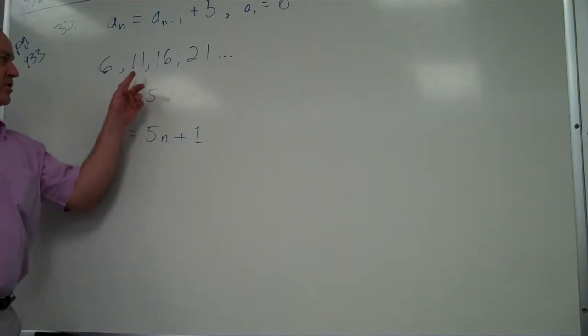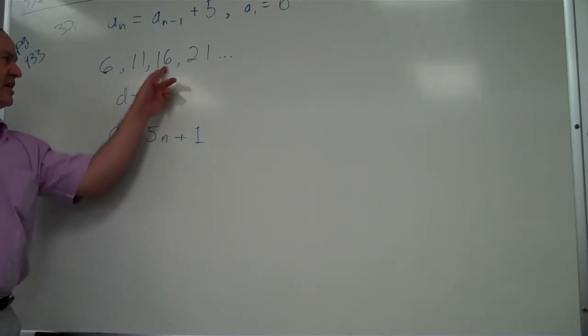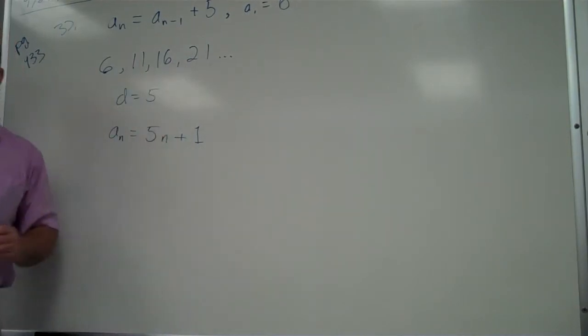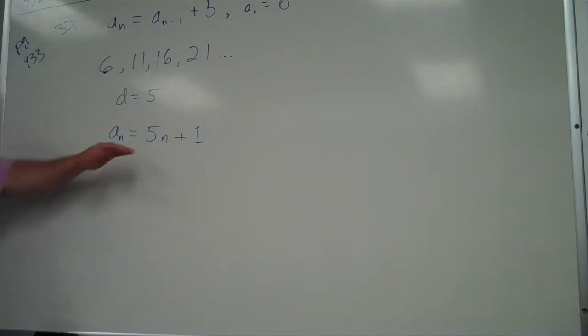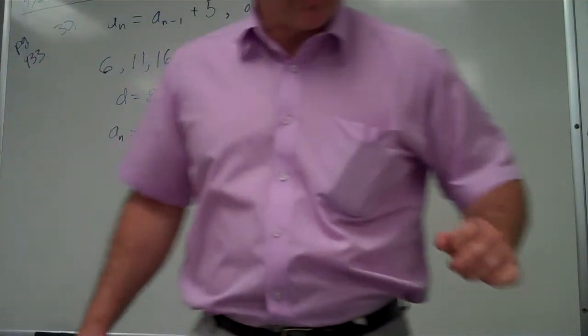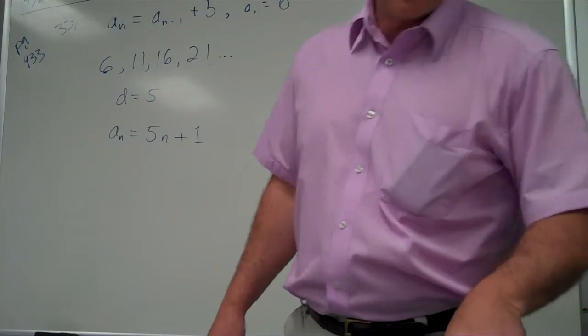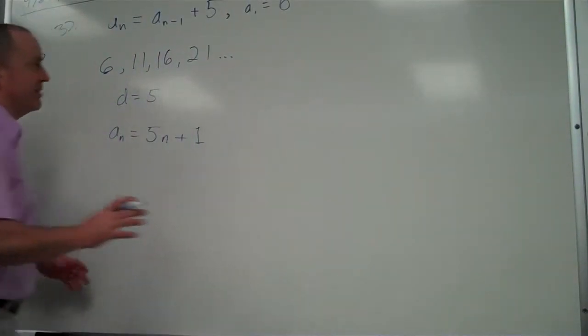So 5 times 2, 10 plus 1, 11; 15 plus 1, 16; 20 plus 1, 21. So this would be the general rule. Is that all the directions said, was to find a general rule? Oh, and then it said find the 20th term of the sequence.